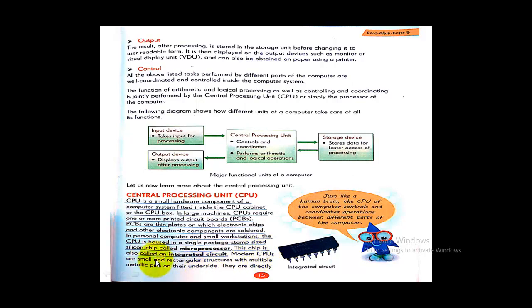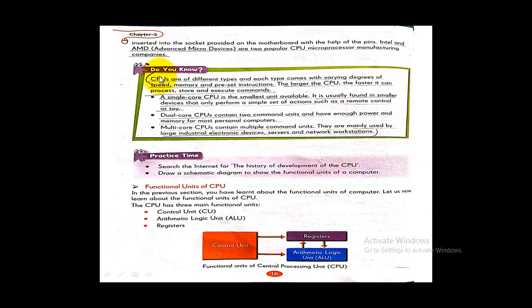Modern CPUs are a small, rectangular structure with multiple pins on their underside. They are directly inserted into the socket provided on the motherboard with the help of the pins. Now this motherboard you can see when you open the CPU box.